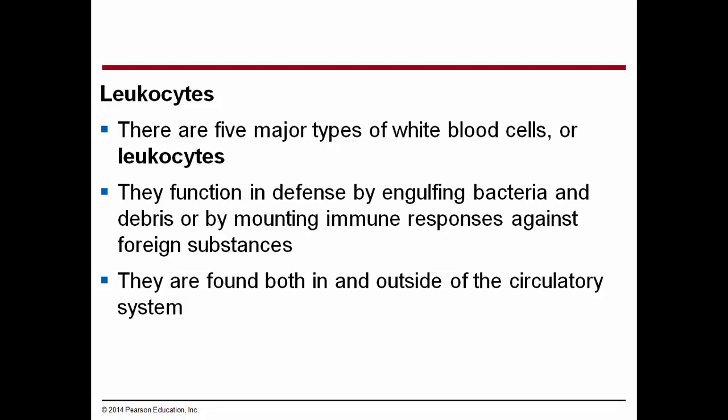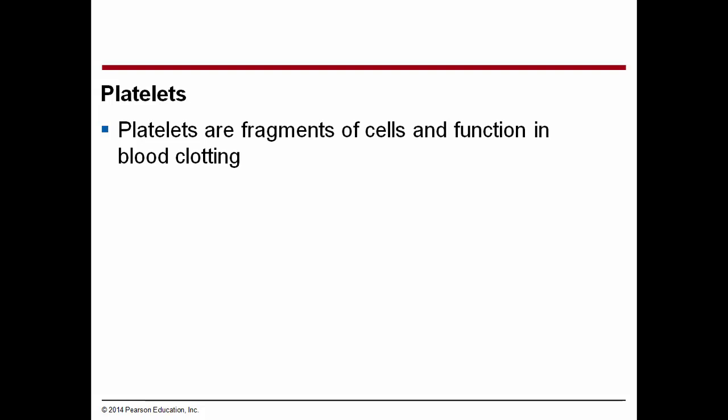There are 5 major types of white blood cells, or leukocytes. They function in defense by engulfing bacteria and debris, or by mounting immune responses against foreign substances. They are found both in and outside of the circulatory system. Platelets are fragments of cells and function in blood clotting.